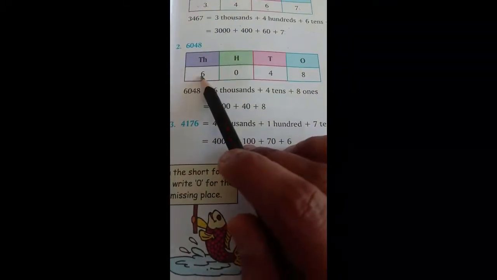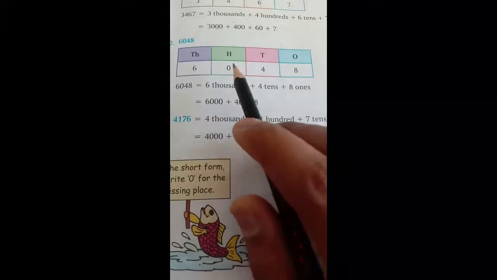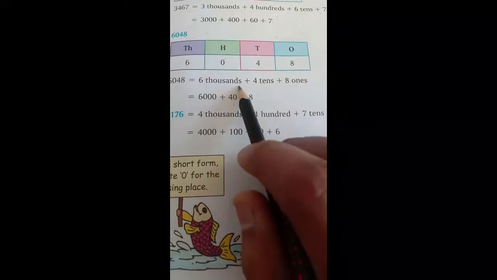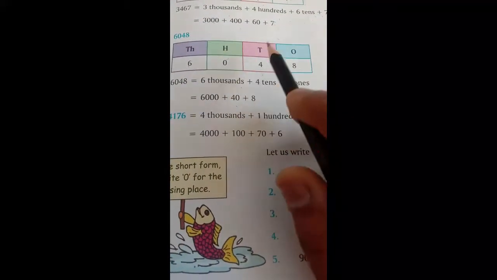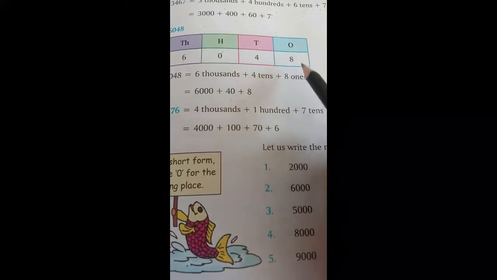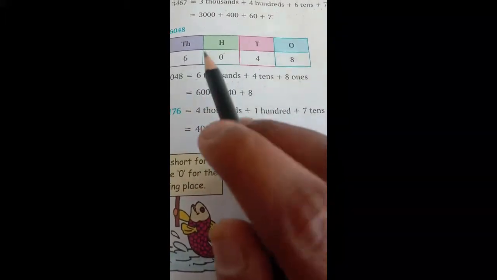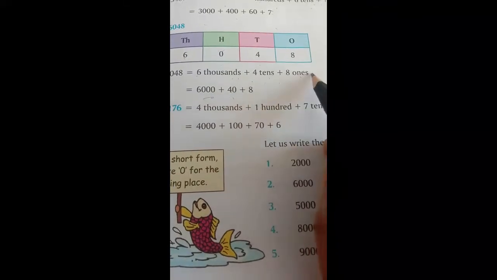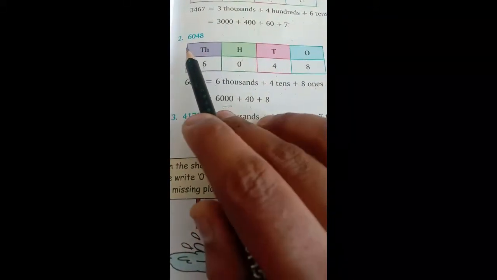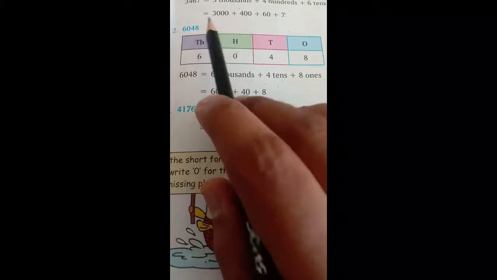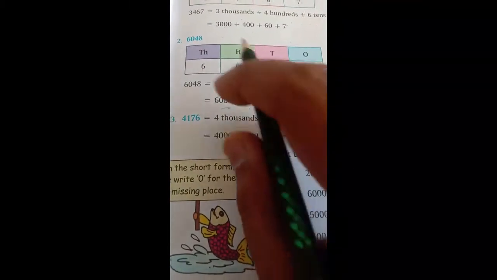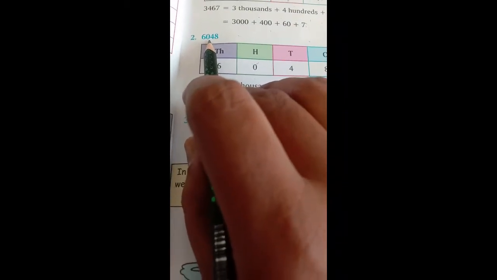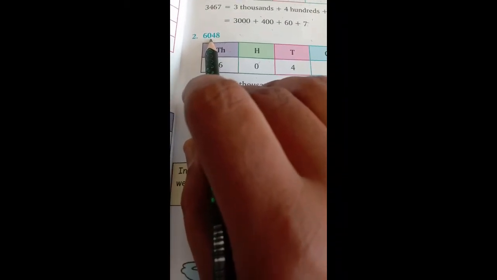6048. 6 multiply 1000, 0 hundreds. So it's not needed to write in numbers or words both. 4 tens and 8 ones. 6000, so 6000. 4 tens, so 40. 8 ones, so 8. So the answer is 6048. Because we have no 100, so on the place of 100 we should write 0. If we have no tens, we should write 0 on the place of tens.